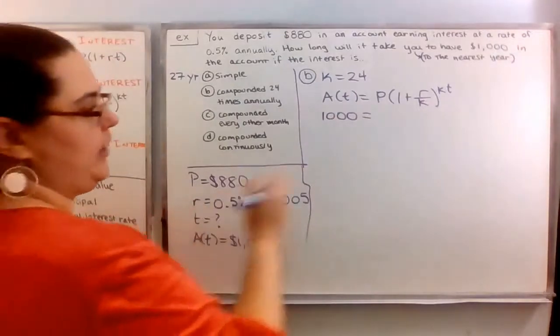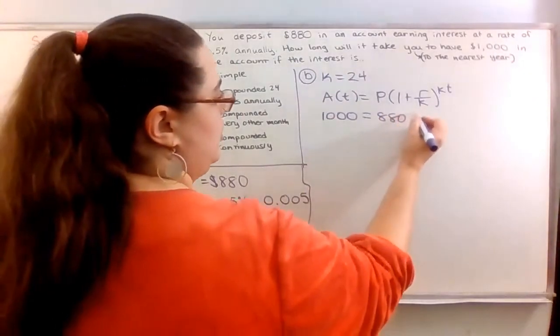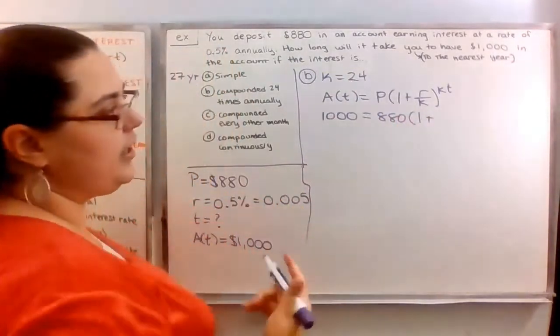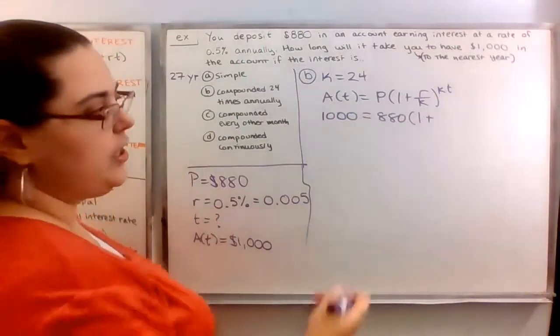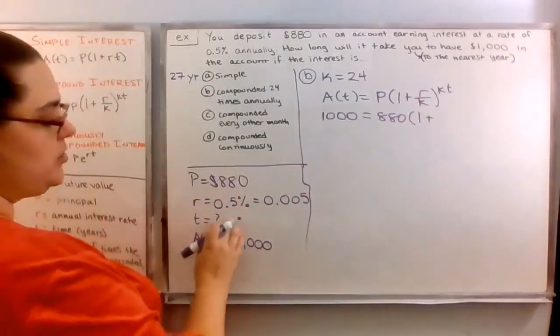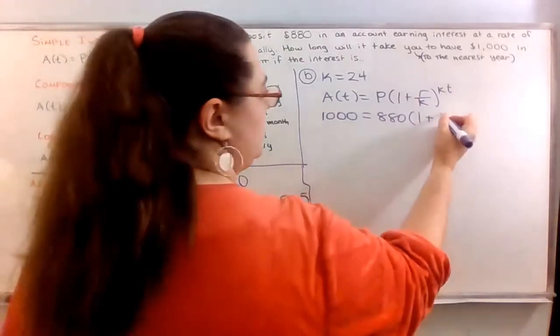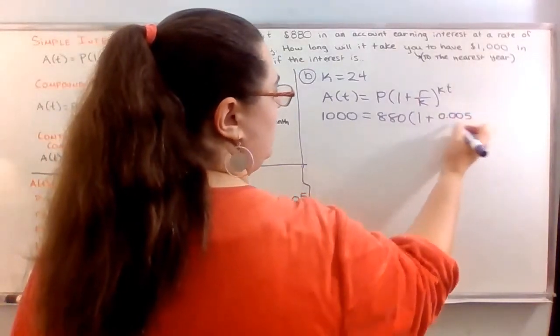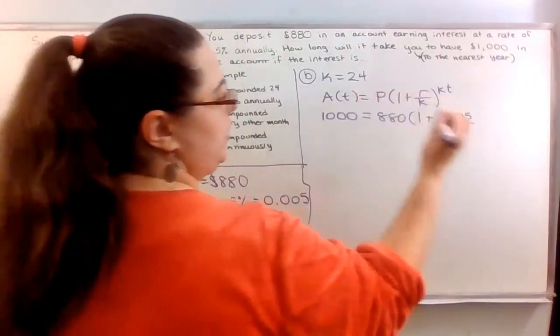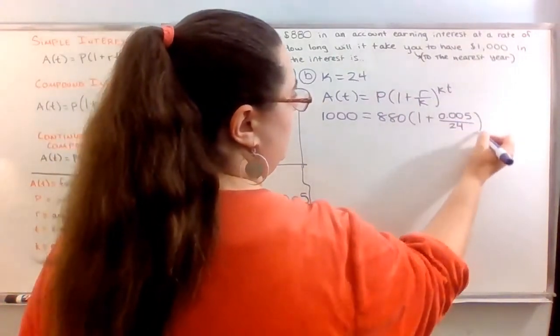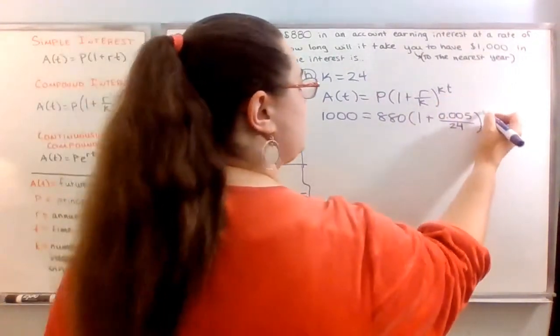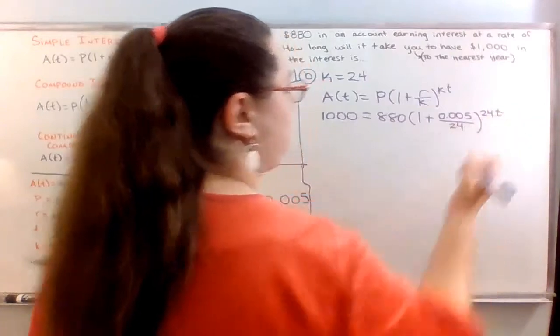P is 880, just like it was before. 1 plus, and now instead of R times T, I'm going to have R over K, so 0.005 over K, which was 24, to the KT power. So this is 24T.